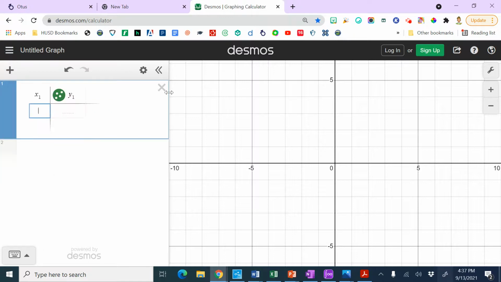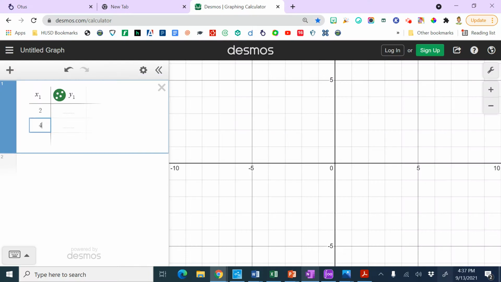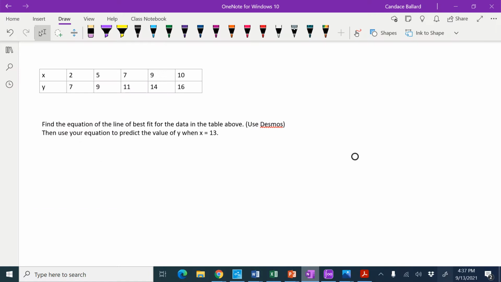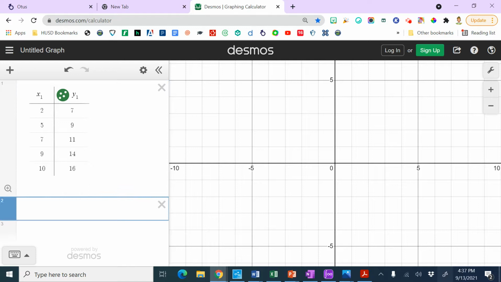So I'm going to add the data into my table. It was 2, 5, 7, 9, 10, and then 7, 9, 11, 14, 16. Now, I need to tell it that I want it to calculate a regression equation.